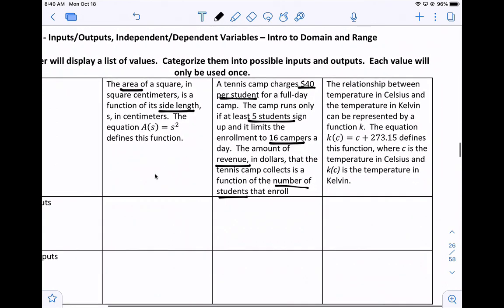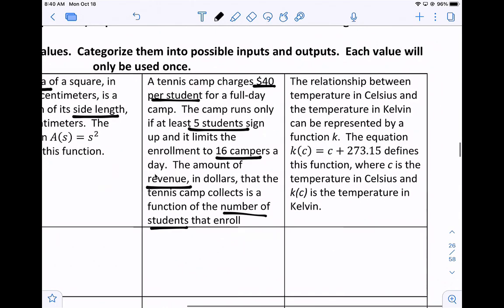And then the last one, the relationship between temperature in Celsius and in Kelvin. The temperature can be represented by this function K. The equation K of c equals c plus 273.15, and it defines this function, where c is the temperature in Celsius and K of c is the temperature in Kelvin.